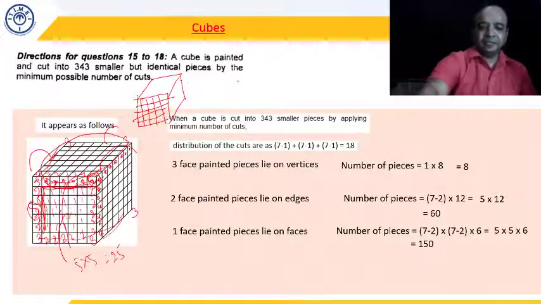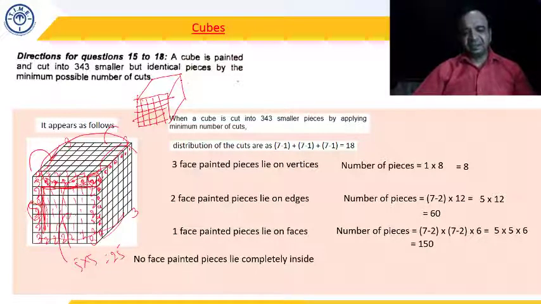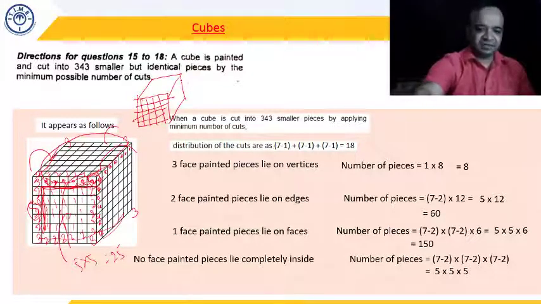No face painted pieces are lying inside this, acting as the core of this cube. Here no face painted pieces are lying completely inside it, and that is 7 minus 2 into 7 minus 2 into 7 minus 2, 5 into 5 into 5, 125. This is the conclusion we have made before the questions start, and we have got the answers here.